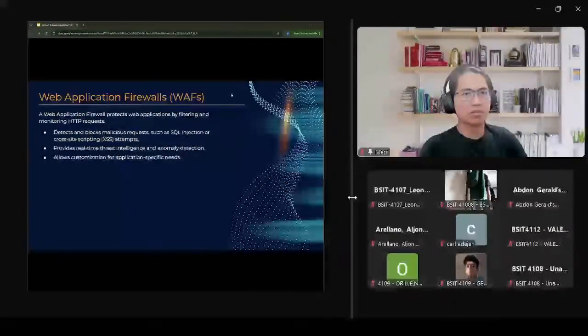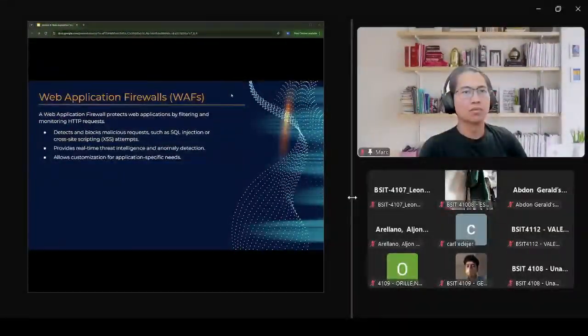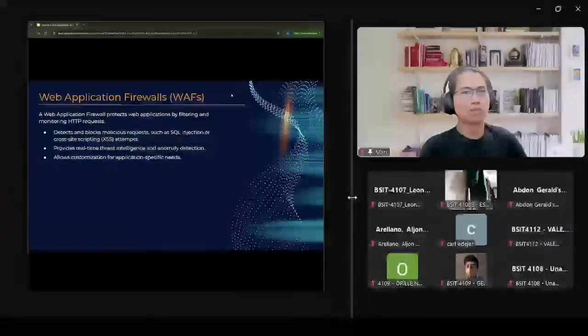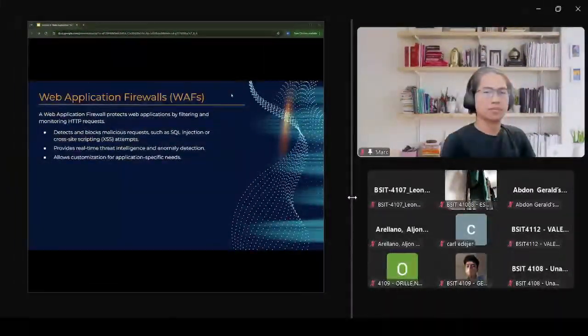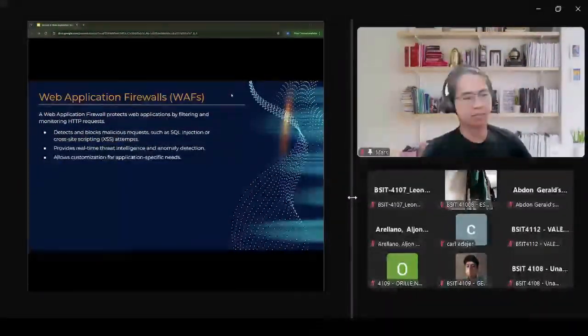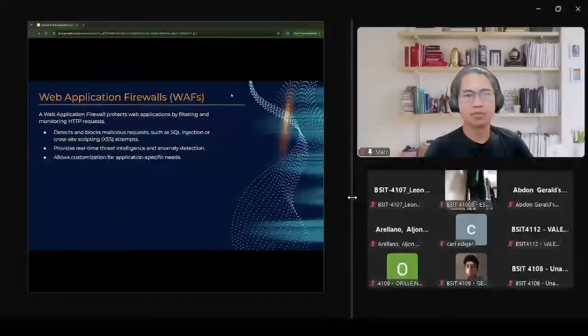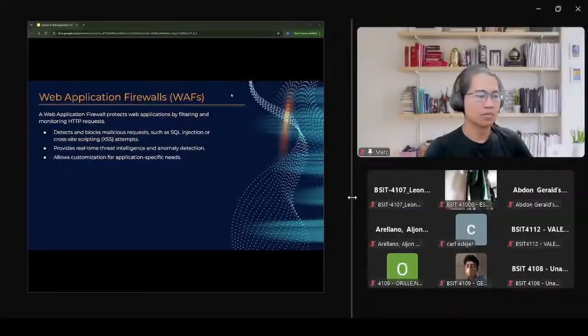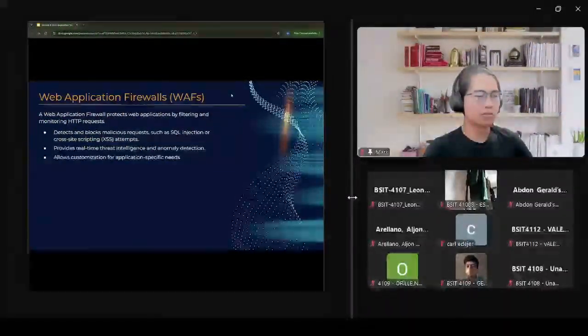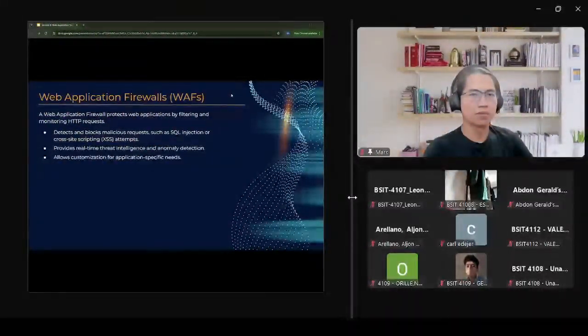Another feature of WAF is customization for application-specific needs. Every application has unique security requirements. WAFs allow administrators to create custom rules tailored to specific application behavior. For instance, if your application processes a unique type of data input, you can configure the WAF to monitor that input more closely.